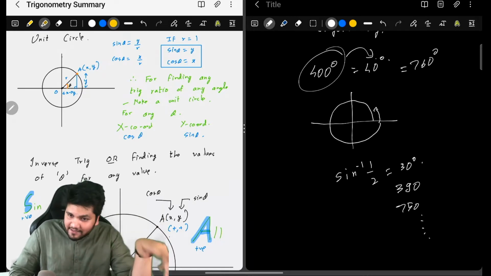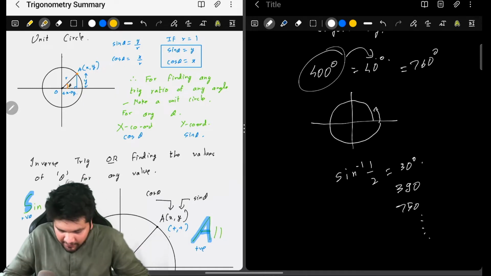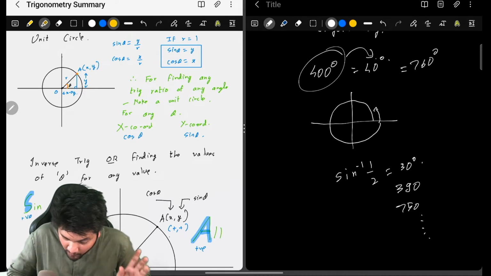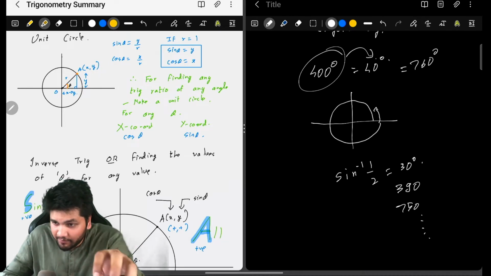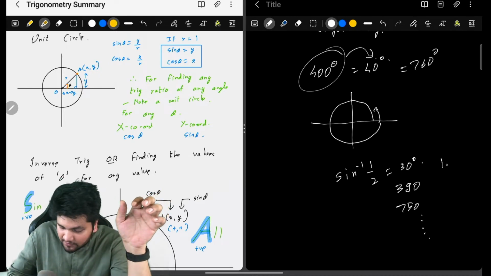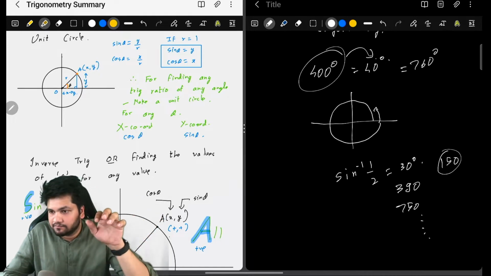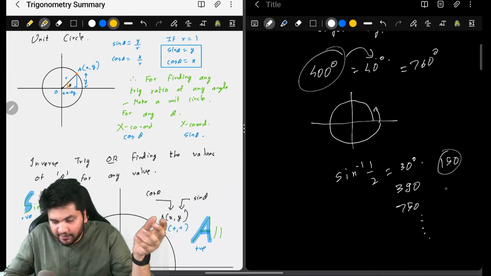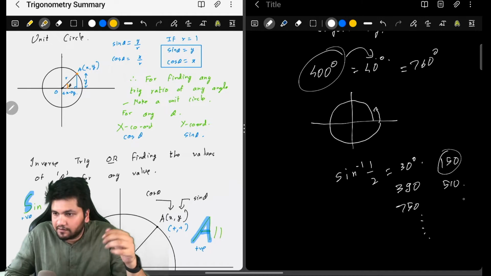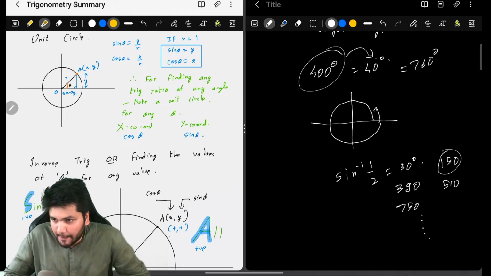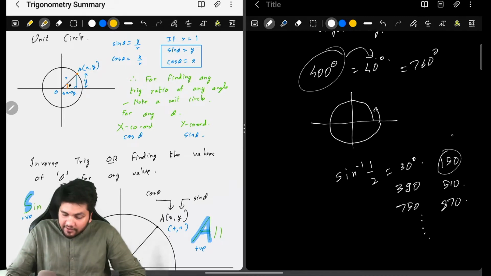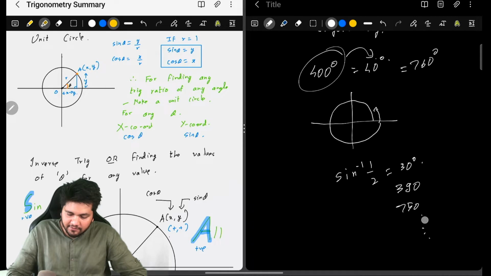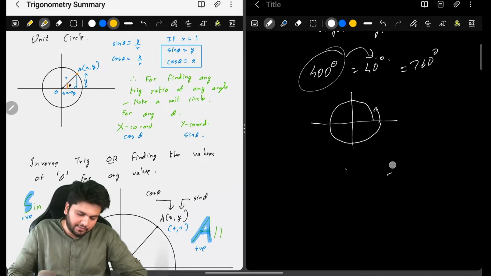Also, it is in the second quadrant as well. Sine is positive in the second quadrant, which we'll cover just after 2 minutes. So the sine value of 1 by 2 is not only at 30 degrees, it's also at 150 degrees. Then again adding 360 to 150, it's going to be 510. Again, you add 360 degrees, so you'll get 870, and so on. So there are infinite values which will satisfy, but the calculator is just giving me one value. That's why we learn inverse trigonometry properly.